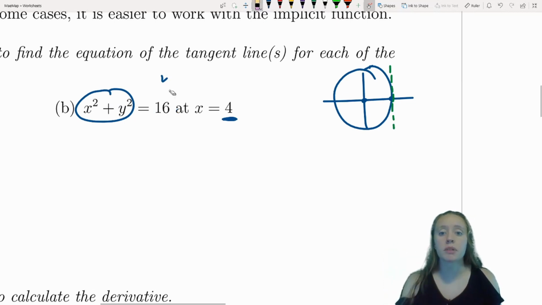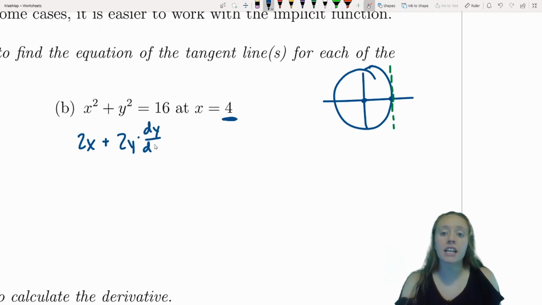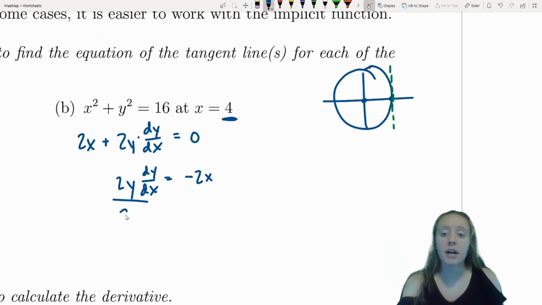And let's see what happens when we differentiate this implicitly. So taking the derivative of x squared with respect to x, that becomes 2x, and taking the derivative of y squared with respect to x becomes 2y times the derivative of the inside, dy/dx. And that's all equal to the derivative of 16, which is 0. Now I'll subtract 2x from both sides, so I'll get 2y dy/dx equals negative 2x, and then I'll divide by 2y to isolate my dy/dx. So I'll get that the derivative of y with respect to x is equal to negative x over y.